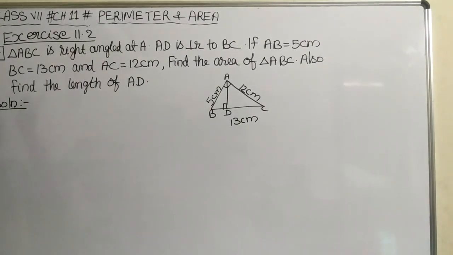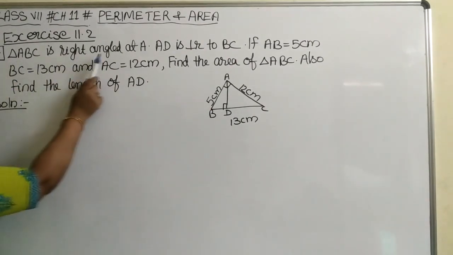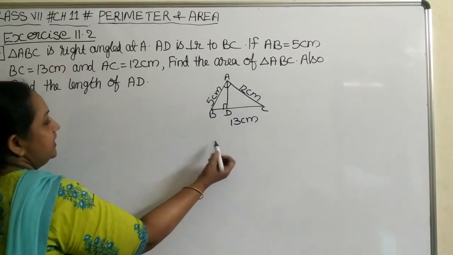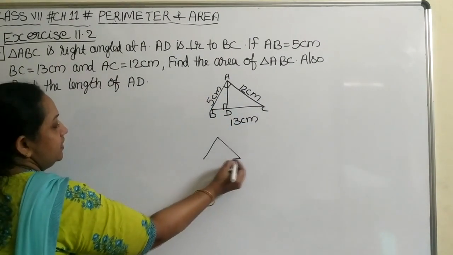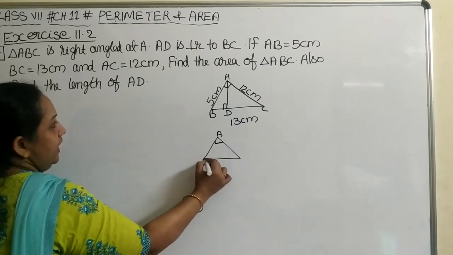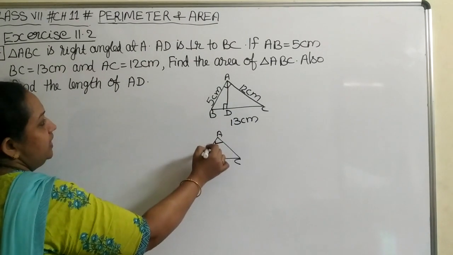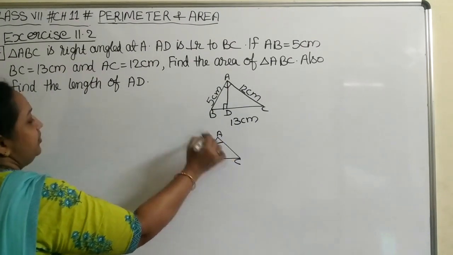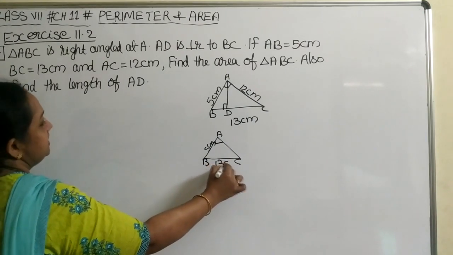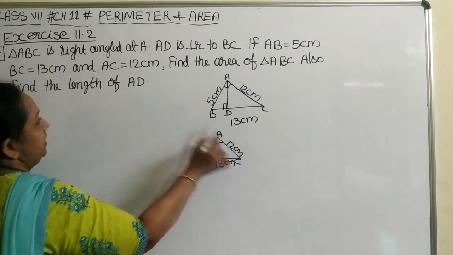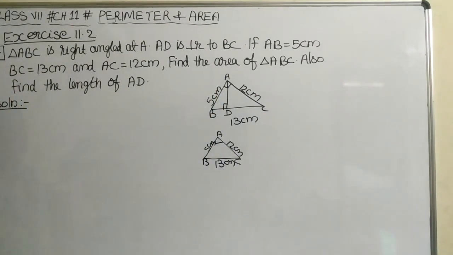Next is question number 7. Triangle ABC is right angled at A. This is a right angled triangle, right angled at A, ABC. AB is given as 5 centimeter and BC is 13 centimeter and AC is 12 centimeter. Find area of triangle ABC.